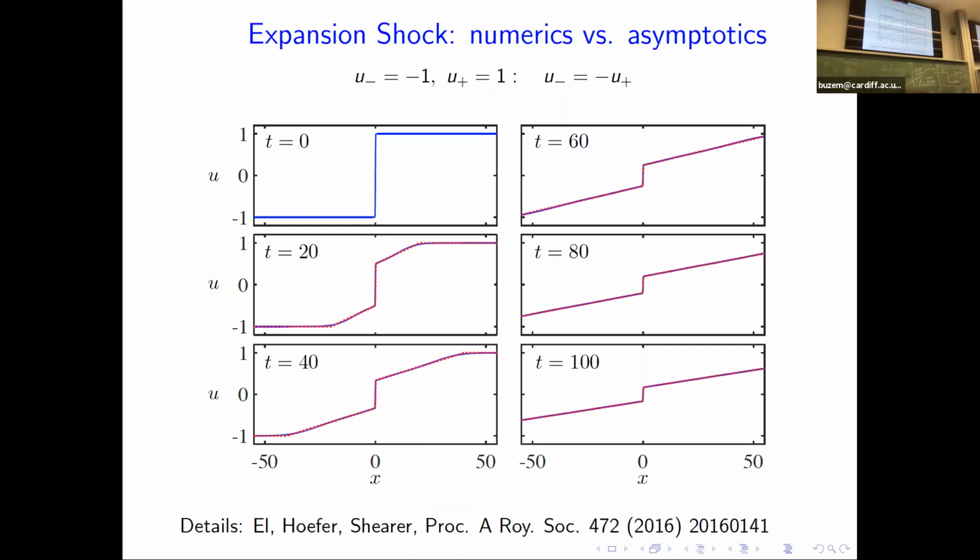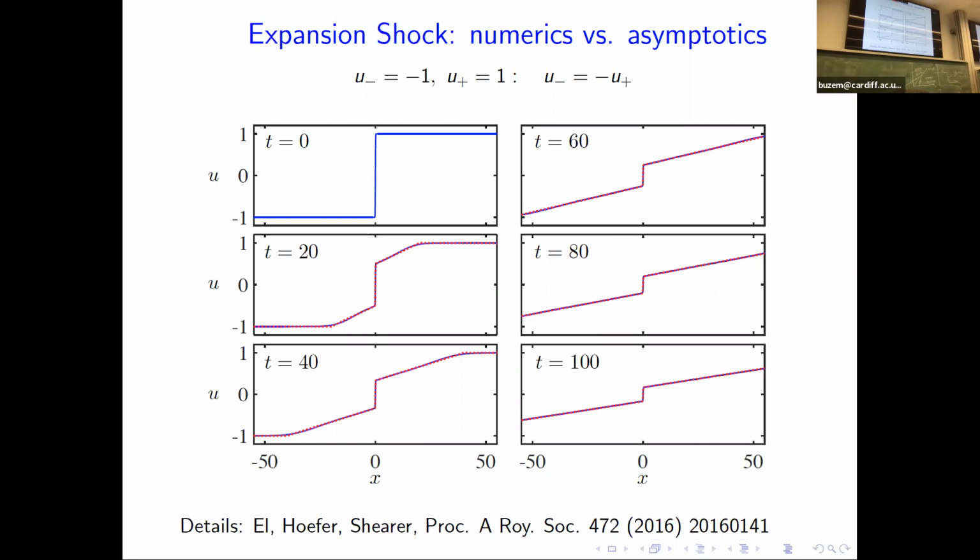It's an expansion shock because the characteristics are moving away from the shock. On the right, the characteristic speed is 1, namely the value of u, and on the left, it's -1. So the characteristics are moving away from the stationary shock. So it should be unstable according to hyperbolic theory.